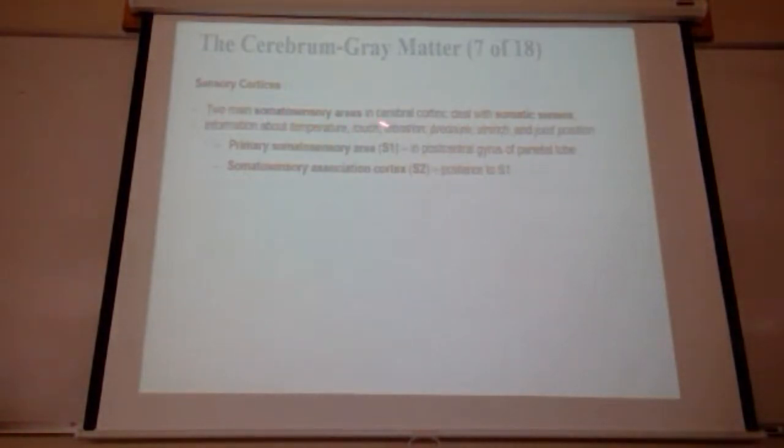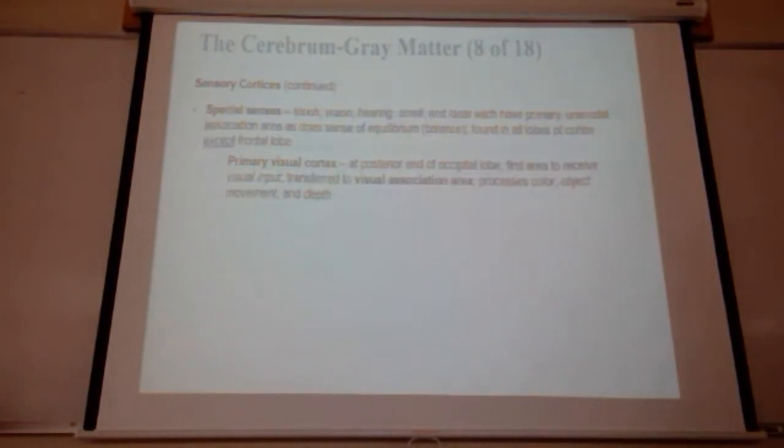The two main somatosensory areas in the cerebral cortex deal with the somatic senses. Those are temperature, touch, vibration, pressure, stretch, and joint position. You have the primary somatosensory area found in the post-central gyrus, and the somatosensory association area, which is posterior, found behind this area. So the primary one sits in front, the somatosensory association sits in the back.